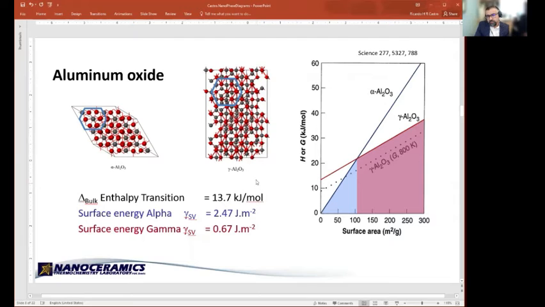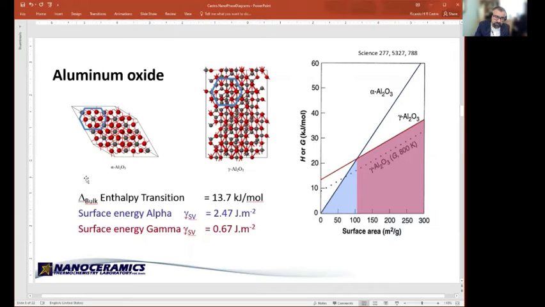And there is one transitional phase, called gamma alumina, which is actually a spinel phase. Spinels are like a cubic group, so they do have different energies. The energy difference between these two crystals, just considering the bulk, is about 13.7 kilojoules per mole. What it means is that the alpha phase is significantly more stable, by 13.7 kilojoules per mole, than the gamma alumina.